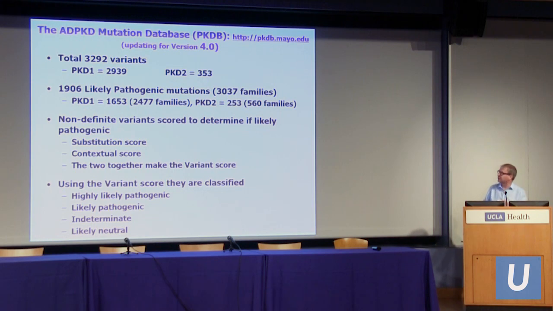We keep a mutation database at Mayo where we try and record all of the published mutations, and we're struggling to update this right now, but there's over 3,000 different variants that have been described in these genes, most of these in PKD1. In terms of different pathogenic mutations, there are over 1,900, accounting for over 3,000 different families. Again, about 1,600 in PKD1 and about 250 in PKD2.